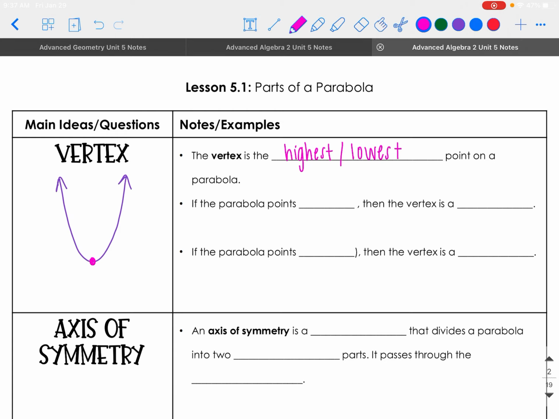If the parabola points up, so like this, then the vertex is what we would call a minimum, because it's at the bottom. It's a minimum. It's the lowest point. If the parabola points down, so the arrows point down like this, this time the vertex is at the top, so it's what we would call a maximum.